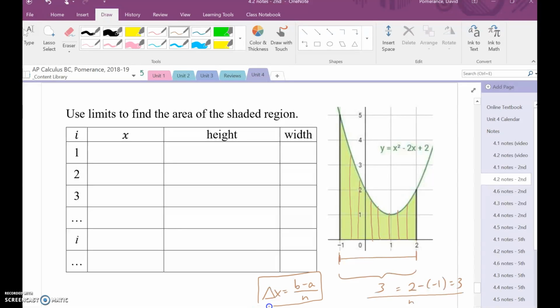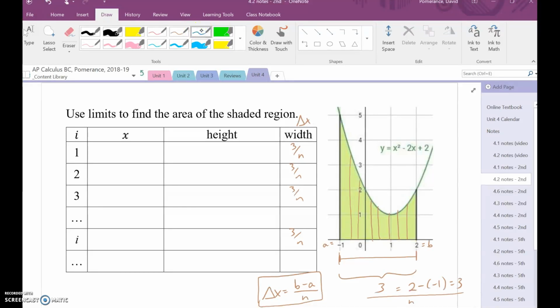This is a very simple little formula, and it's going to be very useful throughout this unit. So delta x equals b minus a over n. In this case, b equals 2, and a equals -1. So our width is going to be 3 over n, and that width is constant throughout this problem. Okay, so that width will be the first thing that we need to find, that delta x value. That's going to kind of run the show for the rest of the problem.